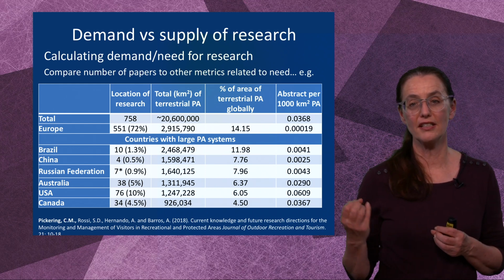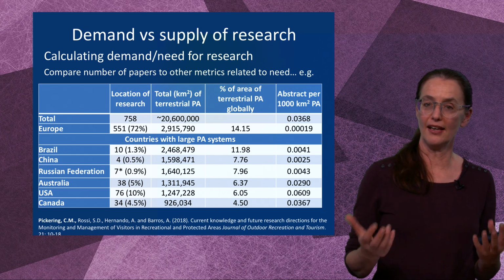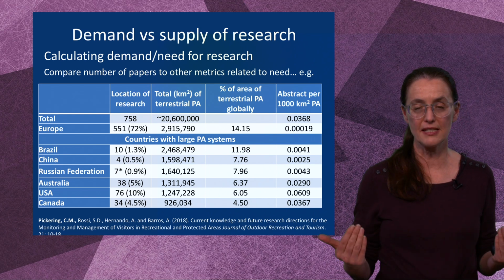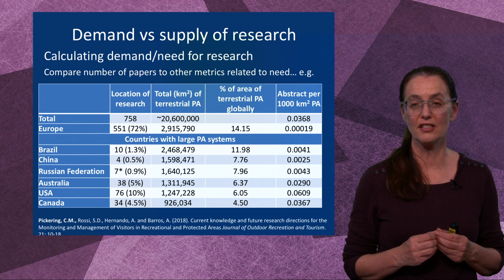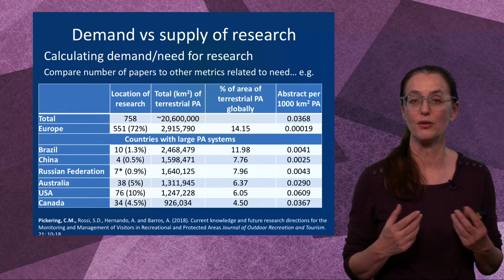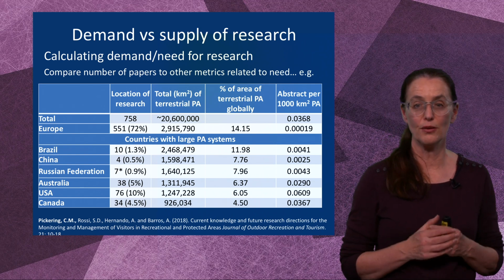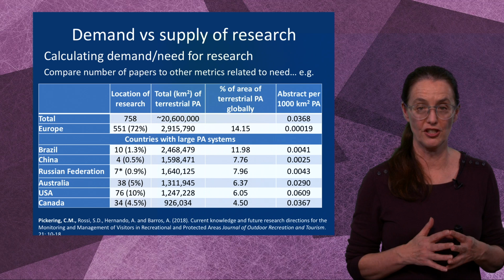So then we divided the abstracts by the area of protected areas and said, hey, hang on, if this was evenly spread over all the protected areas, then we'd expect 0.0368 abstracts per 1,000 kilometres of protected areas. In Europe, we've got a much higher proportion.